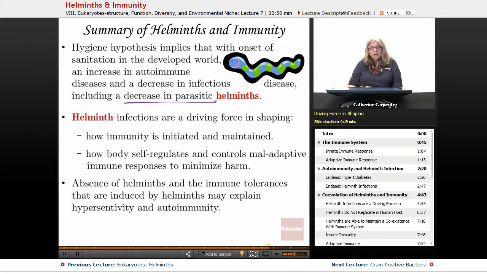Now, helminthic infections are a driving force, again, in shaping how immunity is initiated and maintained, and how the body self-regulates and controls maladaptive immune responses to minimize harm. And the absence of helminths and the immune tolerances that are induced by helminths may certainly explain hypersensitivity and autoimmunity, or at least partially explain the increased incidence of many of these autoimmune and hypersensitive type diseases.